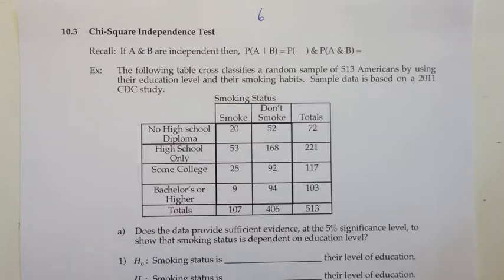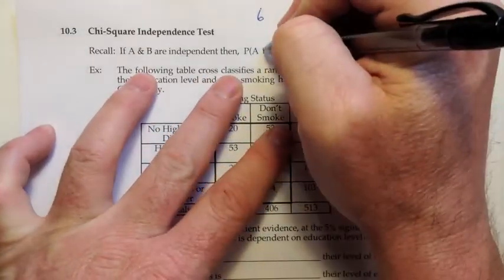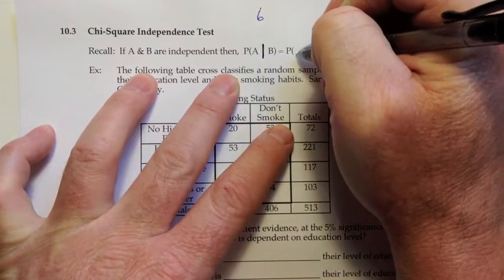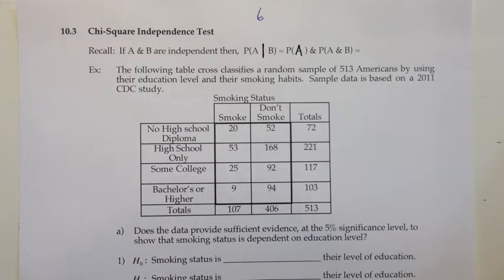But first, since this is a test of independence, we need a reminder of a couple of rules from Chapter 5 where we introduced independence. The first was the definition formula. If A and B are independent, then knowing that one has happened doesn't affect the chance that the other one has happened. The way that came out in the formula is that the probability of A given B would be the same as the probability of A without the given B.